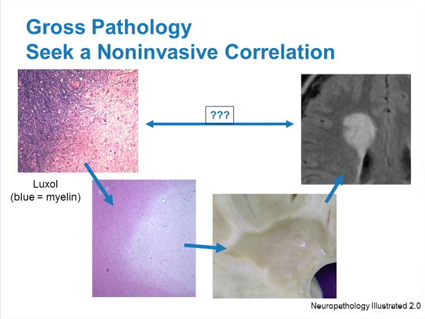But what we seek is a multiple sclerosis lesion that does not require an autopsy specimen. And this is what is provided by MRI. We seek this correlation between the microscopic pathology and the macroscopic in a living human.